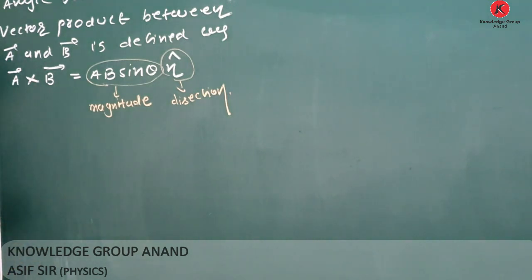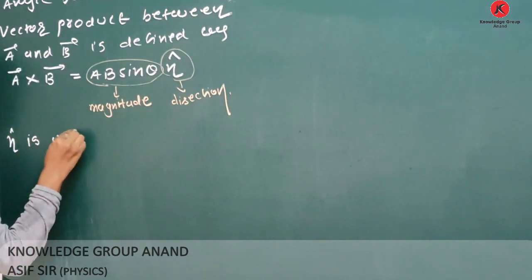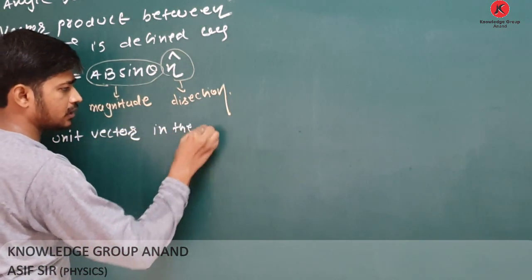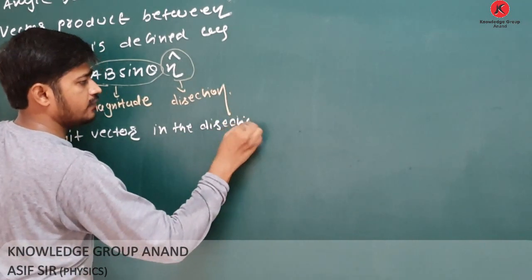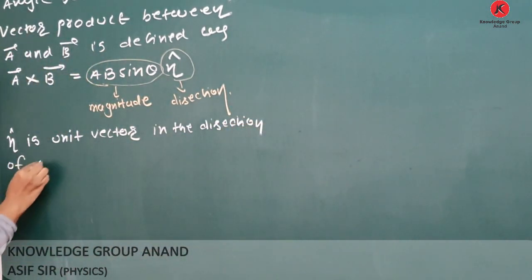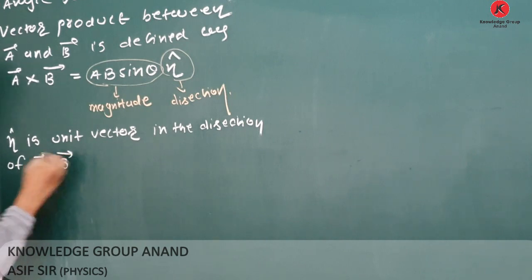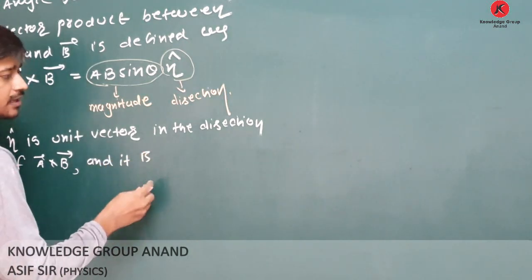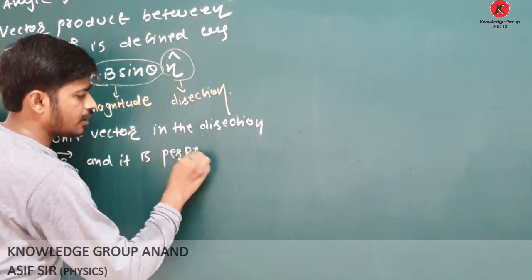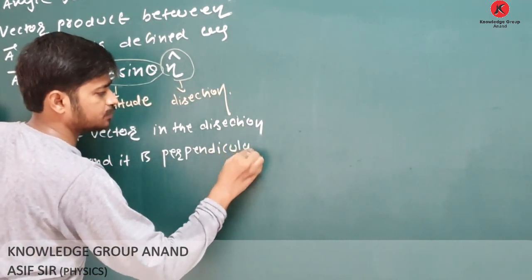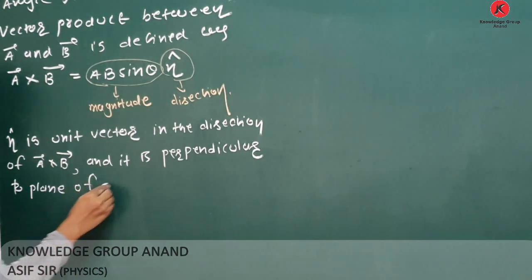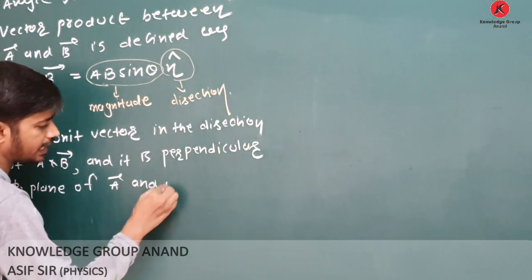Here, what is n caret? N caret is the unit vector in the direction of A cross B, and it is perpendicular to the plane of vectors A and B.